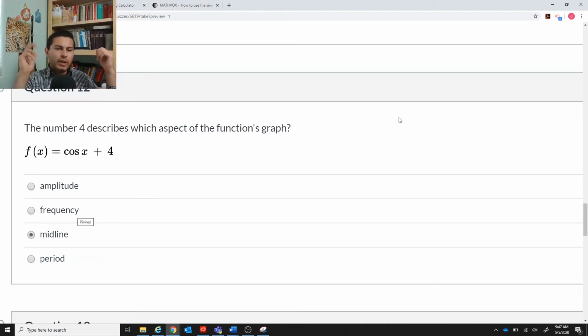Okay, a couple things here. I accidentally already clicked midline, but that's not necessarily the correct answer, and I don't know why my computer is putting pinned there. So deal with it, I guess.